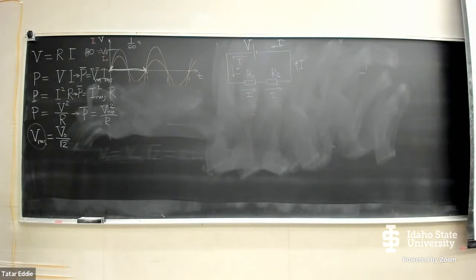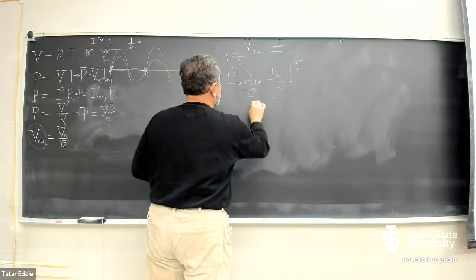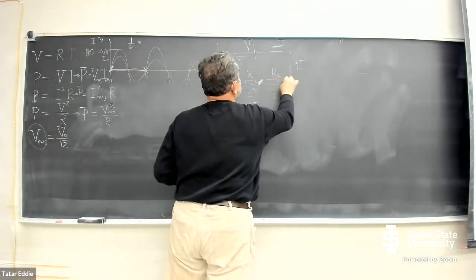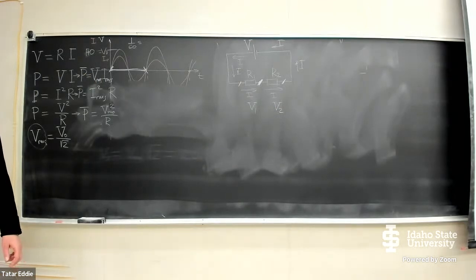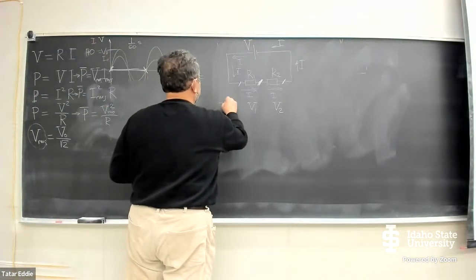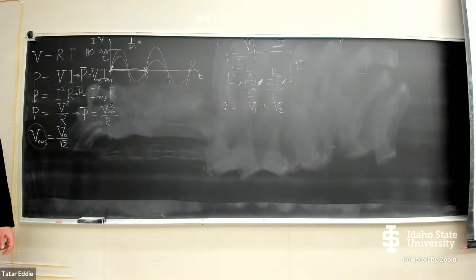Now, you can show with a little bit of algebra, which is not given in the textbook, so I'm not going to do it, that if you measure the voltage across the first resistor, you get some reading V1, and if you measure the voltage across the second resistor, you get V2, you can easily prove that the voltage provided by the battery is exactly equal to the sum of the 2 voltage drops across the 2 resistors.